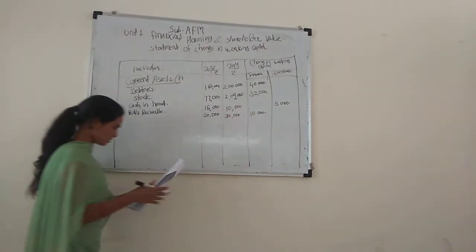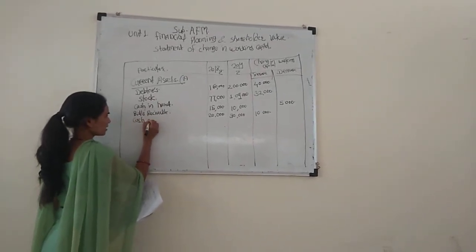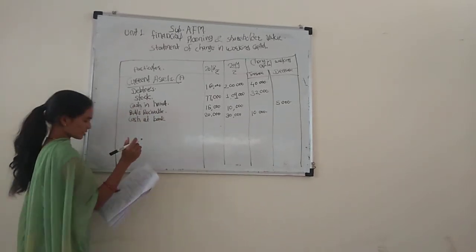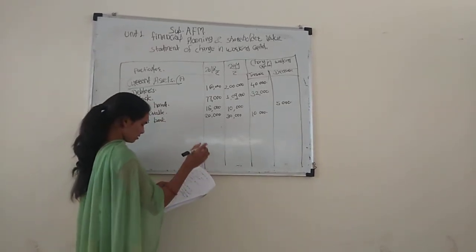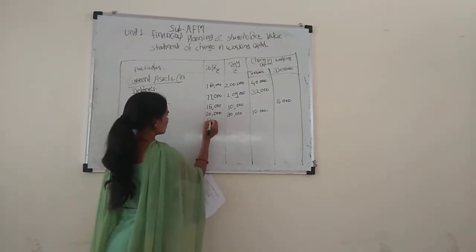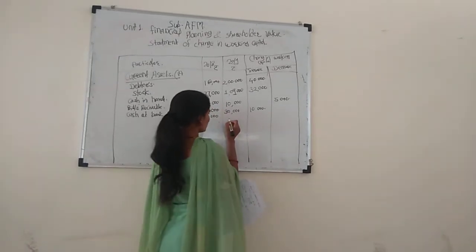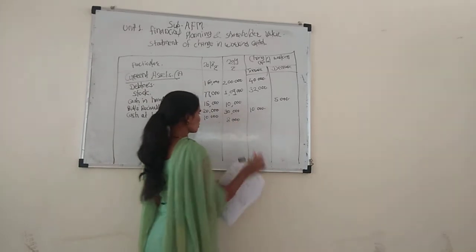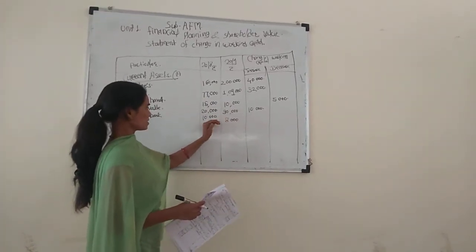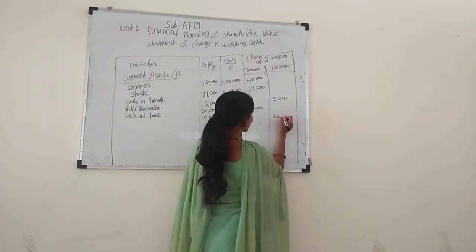And next one is cash at bank. This is a current asset. Cash at bank in 2018 is 10,000 and in 2019 is 8,000, which means a 2,000 loss. Cash at bank decreased by 2,000, so decrease column 2,000.